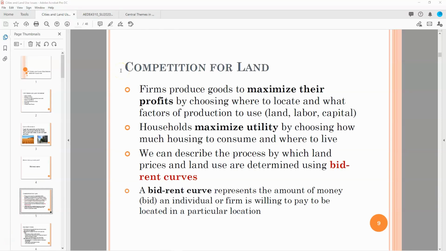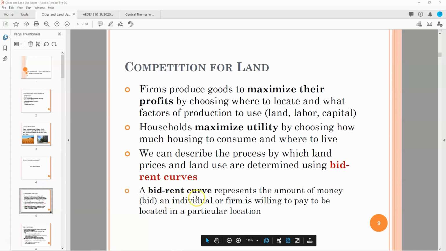Firms produce goods to maximize their profits by choosing where to locate and what factors of production to use, for example, land, labor, and capital. Households maximize their utility by choosing how much housing to consume and where to live. We can describe the process by which land prices and land use are determined using the bid-rent curve. In other words, we can use the bid-rent curve to determine the land allocation.